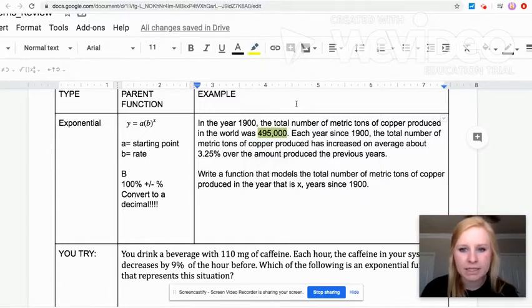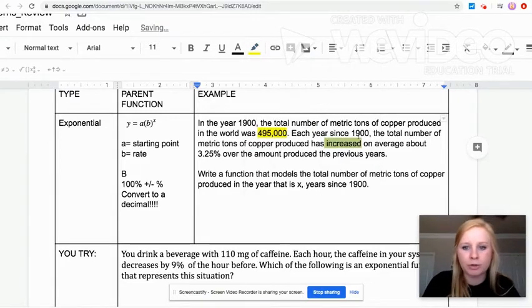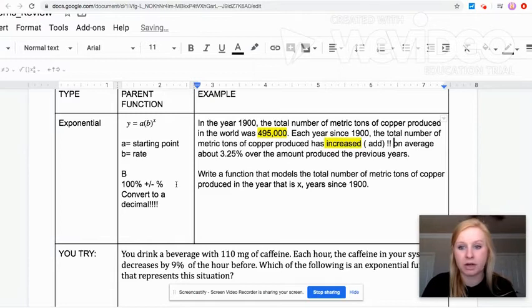Okay, it says each year since, the total number of metric tons has increased. That is super important. That actually helps me to know for my B value, I'm going to add. You can even type that in. That would be super helpful for us to see. And we're adding 3.25%.